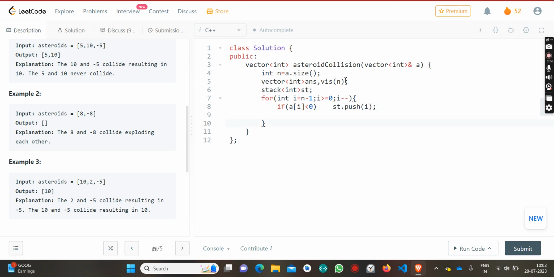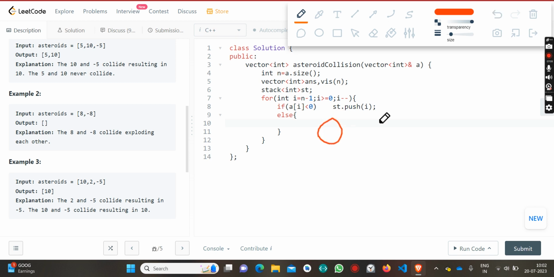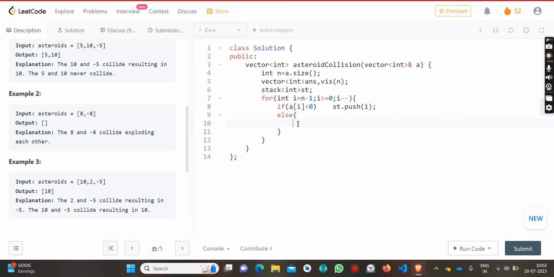Okay, else if it is moving to the right, then first of all what I would require, I will just have to pop all the left moving asteroids which are smaller in size, because obviously this will destroy all of them. Okay, so first I will do that only.